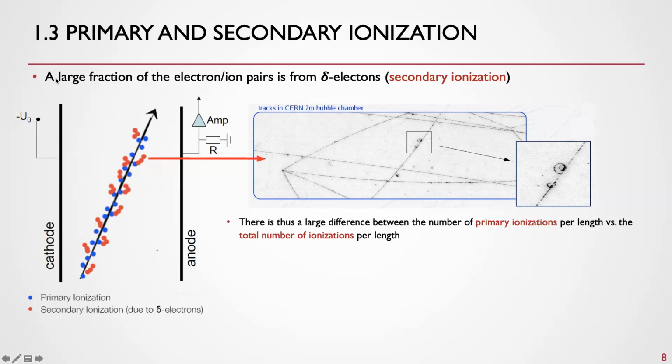So the readout is the electrical signal read out from the voltage difference between the cathode and the anode. And let's look at the particle that's going through here. Now in blue dots, that's just schematics. The blue dots are the primary ionization. So look at this track here, for example.